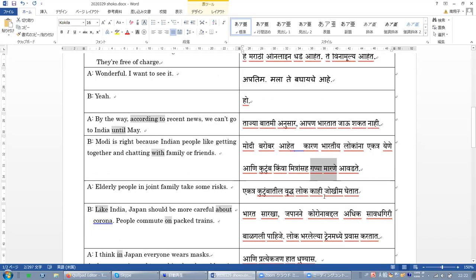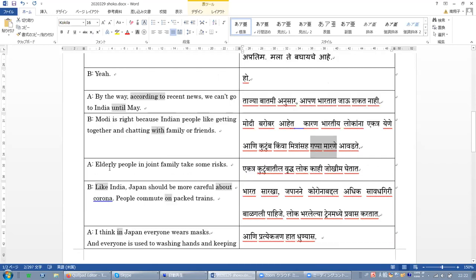Gappa marane awadte. So elderly people in joint family take some risks. Ekatra kutumba til.